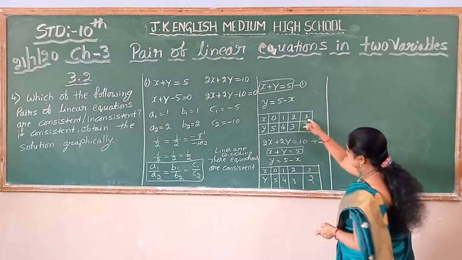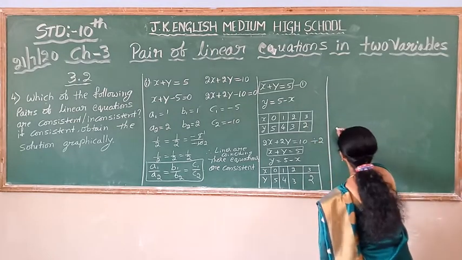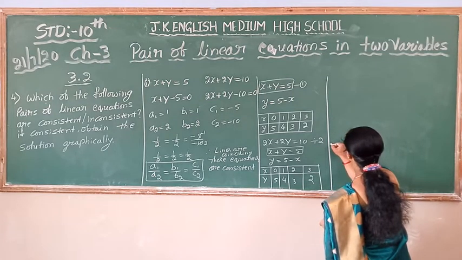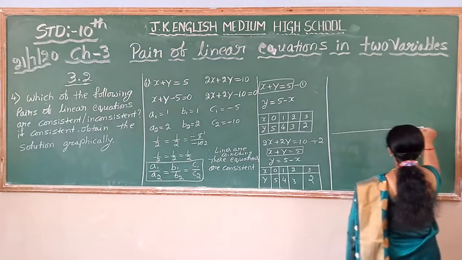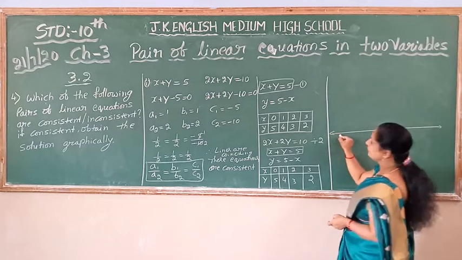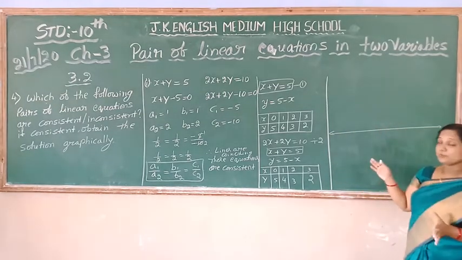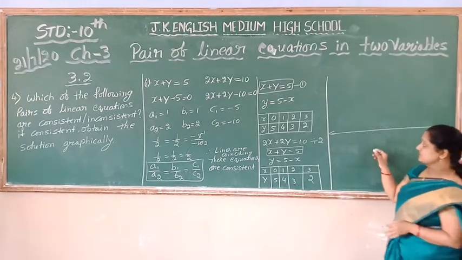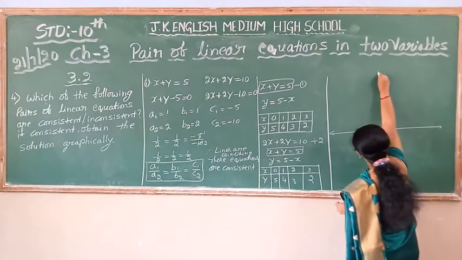So now the x coordinate is highest 3. If I plot the graph in this manner, this is the x axis. Be careful, some children don't know how to plot the graph. This is the x axis and this is the y axis.